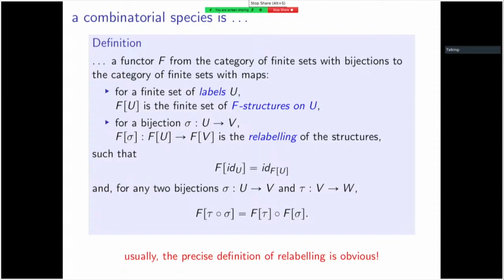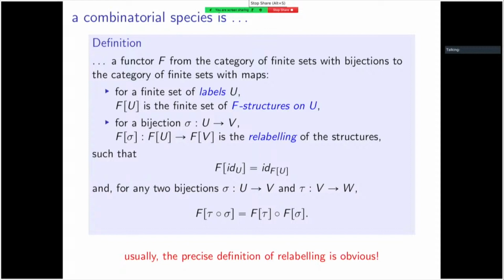And as I already said, usually the precise definition of relabeling is obvious. I mean, you can define some very obscure esoteric species where you will actually have to state what the relabeling does, but usually it's obvious, and that's the power of species. So what we want to do is we want to play, and we don't want to think.